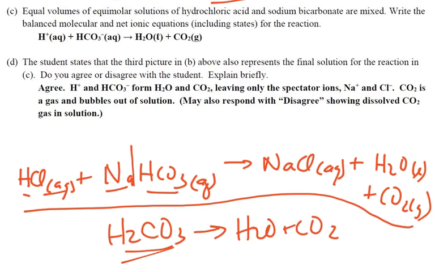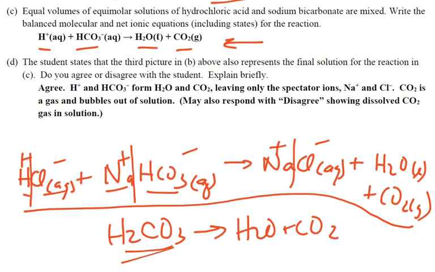Now, this is a soluble compound, so that's going to break up into ions. This strong acid is going to break up. This one is going to break up. So we're going to have H plus and HCO3 minus turns into H2O and CO2. So this is the perfect net equation for this.